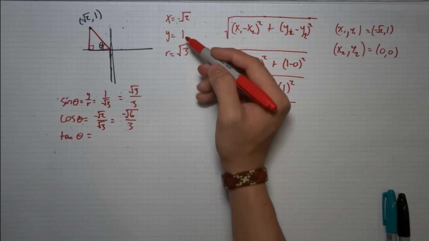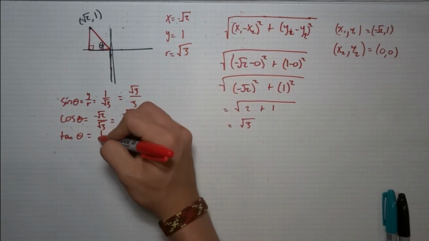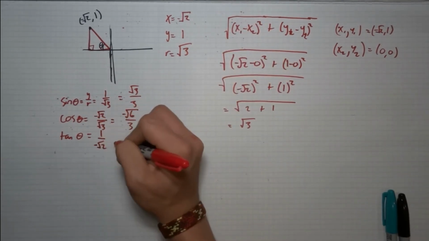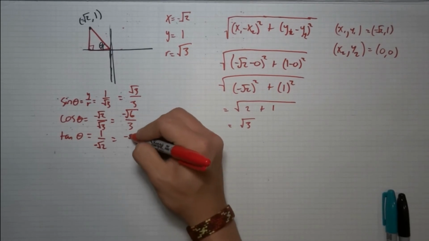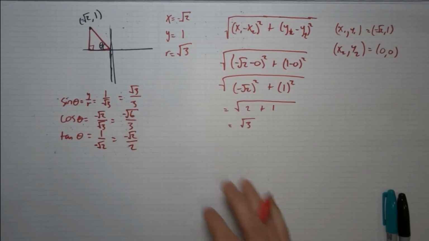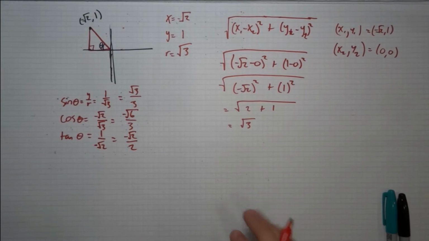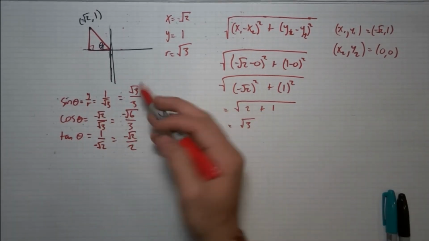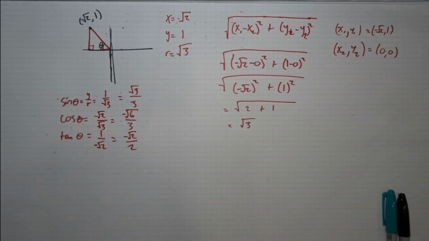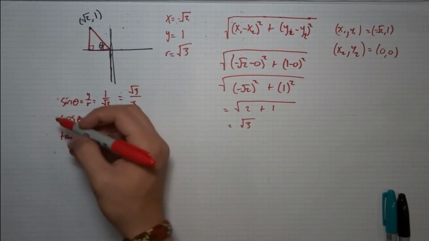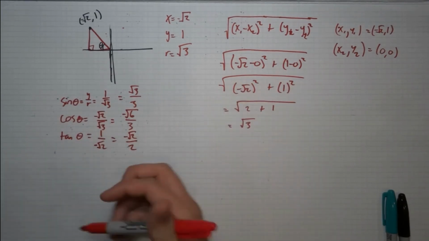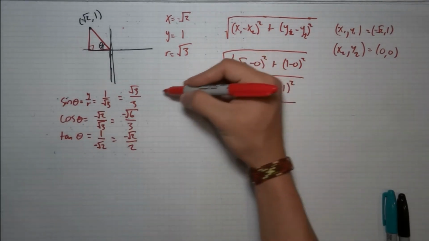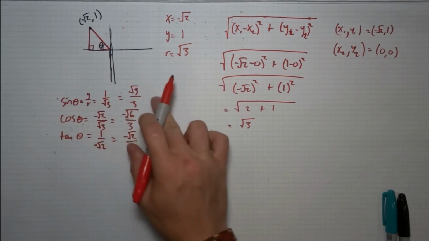And tan theta is going to be y over x. So 1 over the negative square root of 2, which is negative square root of 2 over 2. So all I've done here is I've plugged in to my formula for sine, cosine, and tangent. And now I need to find the 3 other trig identities. And I'm going to write them below them because I don't have space over here. But usually what I do is I write them next to the one that they are the reciprocal of.